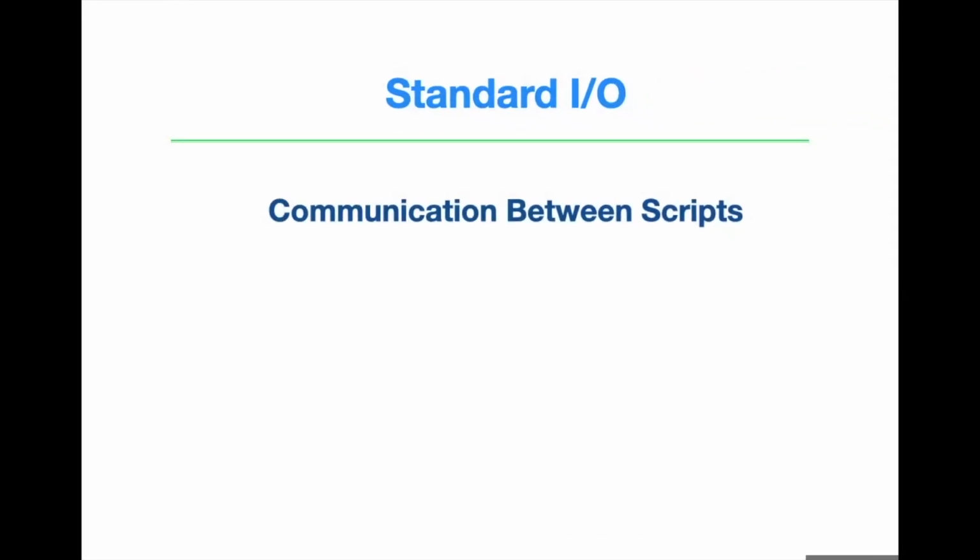In this lecture, we'll see how we can communicate between two scripts. What we'll do here, we'll create a variable in one of the scripts and try to send that value to another script so that the second script can use that variable while executing. Let's switch over to our terminal.